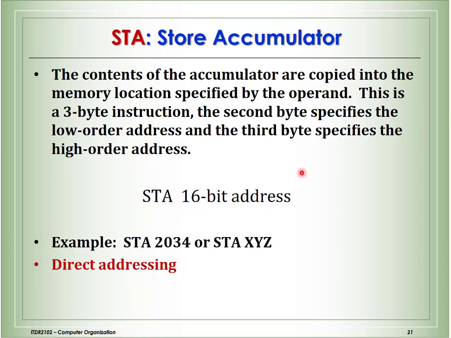The second byte is basically the lower order address, and the third byte is the higher order address. So if you divide this 16-bit address into 8 and 8, it will be divided into the lower and higher address. See the example here. So this is the 16-bit address, and this 16-bit address will be loaded into the memory location.